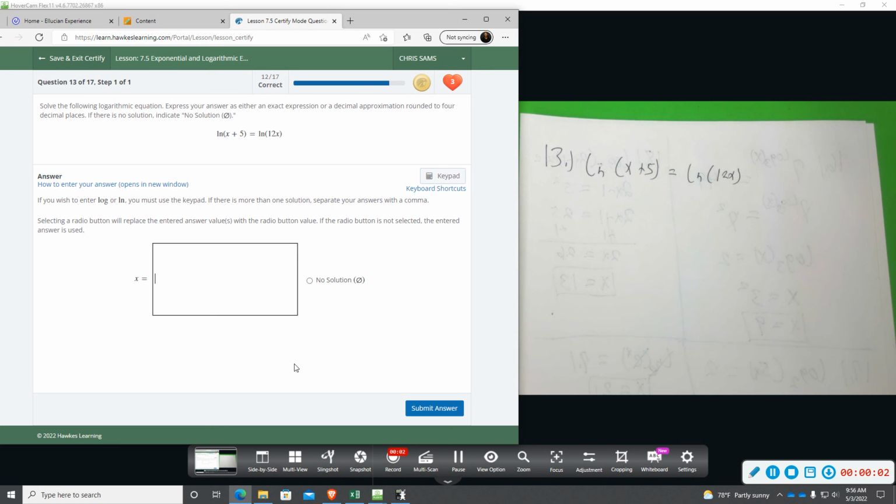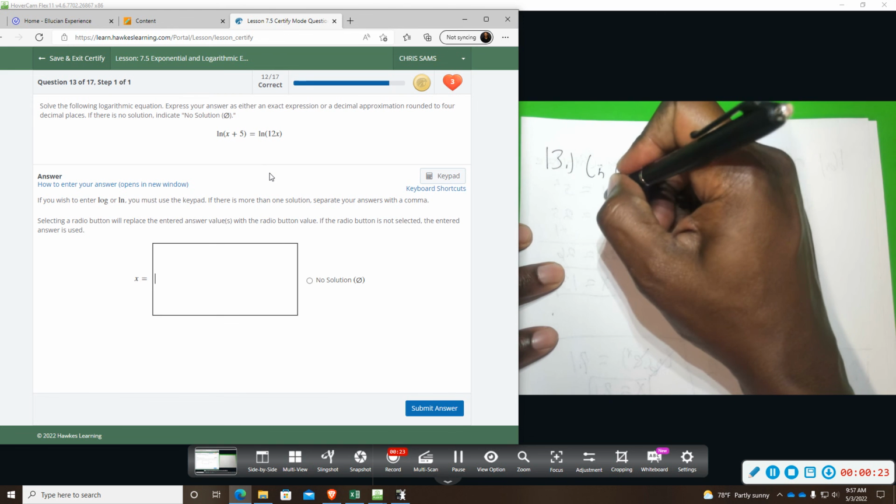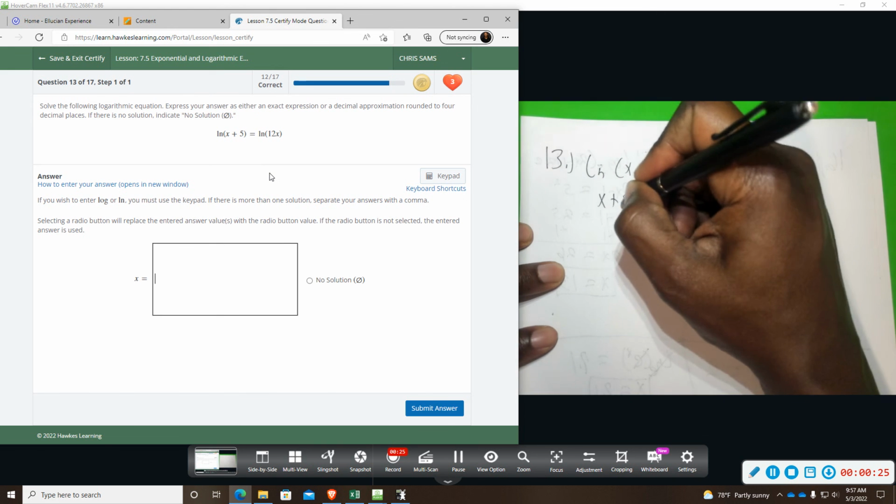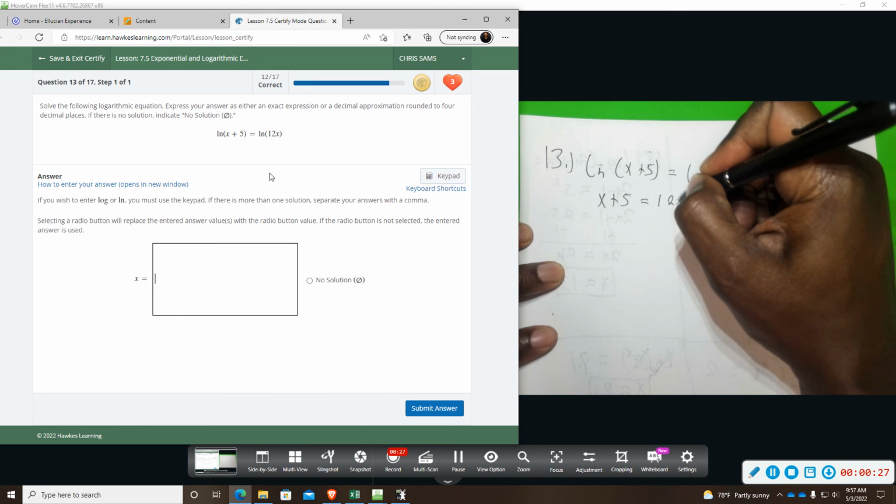All right, number 13, we have ln of x plus 5 equals ln of 12x. So this is basically an algebra problem. On both sides of the equation, we just have one natural log term. So all we're doing is focusing on making the x plus 5 equal to the 12x, because everything else is the same. So we're just going to do x plus 5 equals 12x.